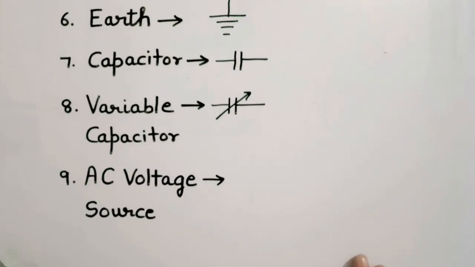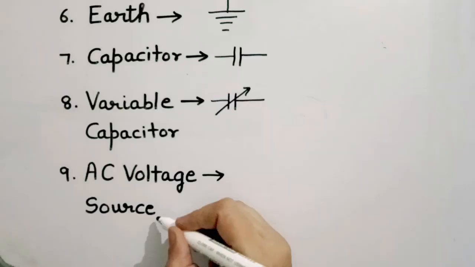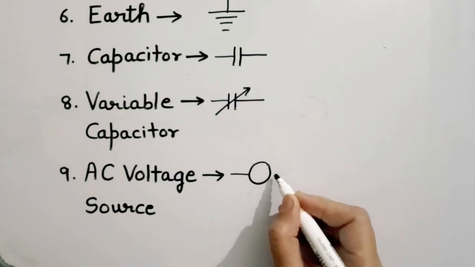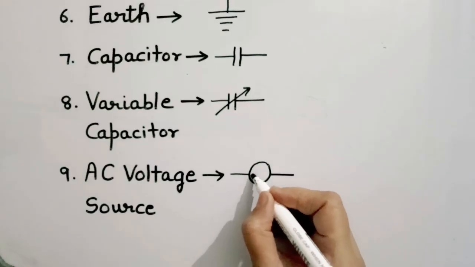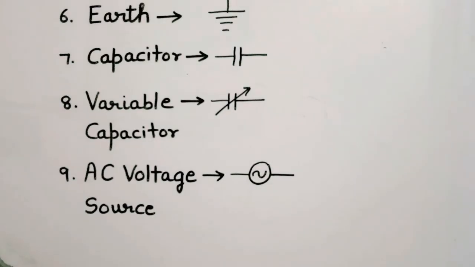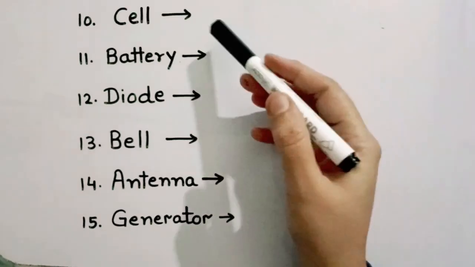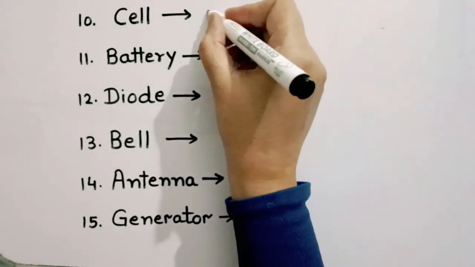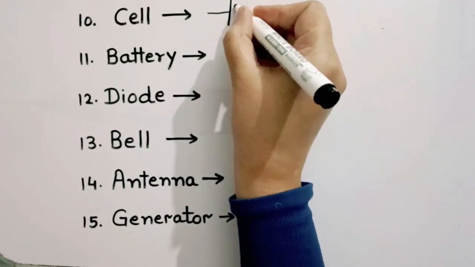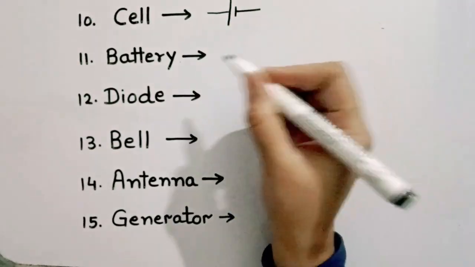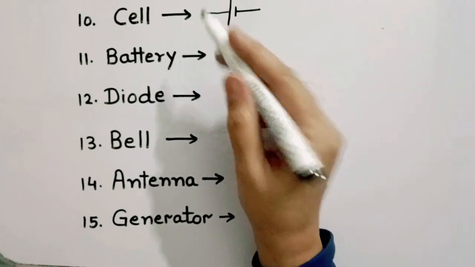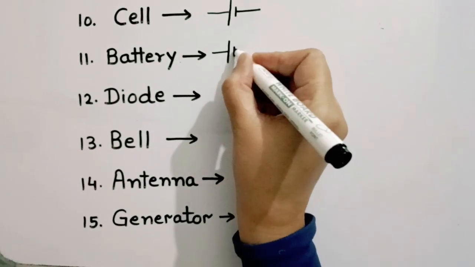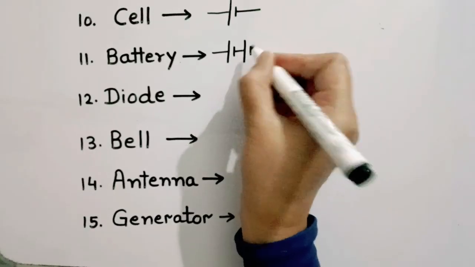Okay. And if we are dealing with AC voltage source, so it has to be drawn like this, circle, and then like this. So the next is, now comes the turn of cell, single cell. So that is positive terminal and this is negative terminal, and battery, which is a combination of cells. So you have to draw more than one cell like this.